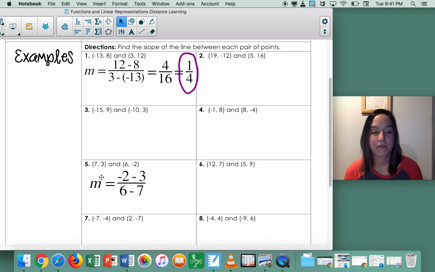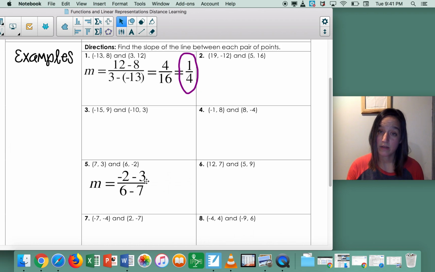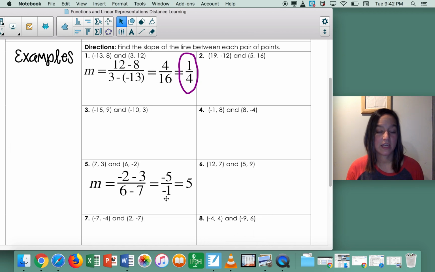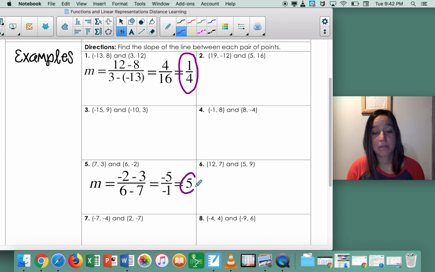On number 5, if I'm looking at this, I'm claiming the 7, 3 point to be my number 1's, and then I'm claiming my 6, negative 2 to be my number 2's. And so I'm doing my y sub 2 minus my y sub 1, and my x sub 2 minus my x sub 1. So negative 2 minus 3, and 6 minus 7. When I do that, I get negative 5 over negative 1, which equals 5. A negative over a negative actually equals a positive. And so therefore, my answer is positive, which means my line has a positive slope.